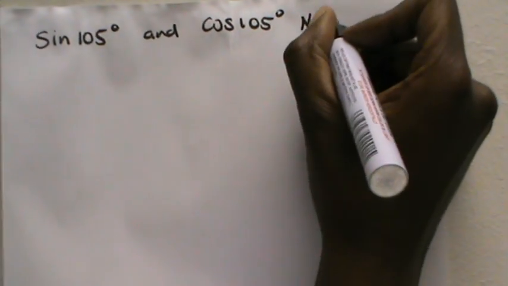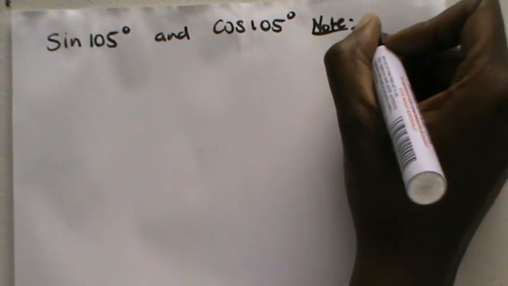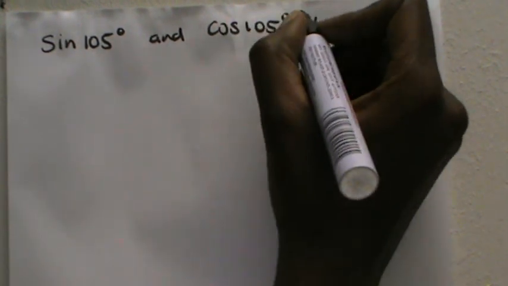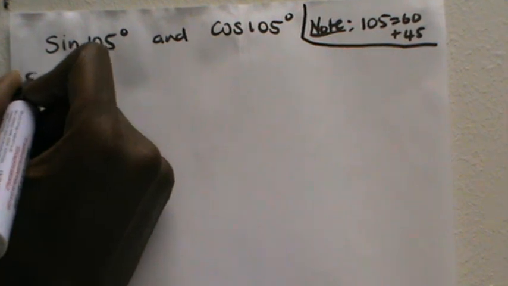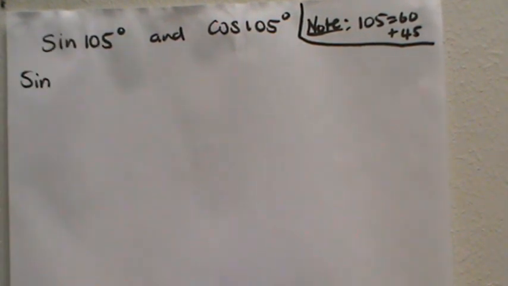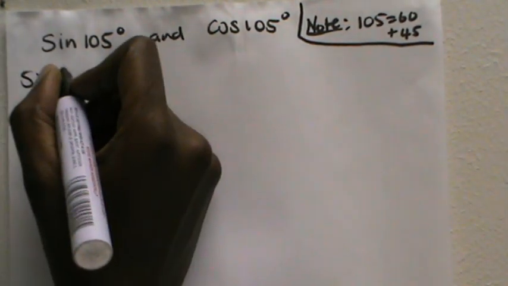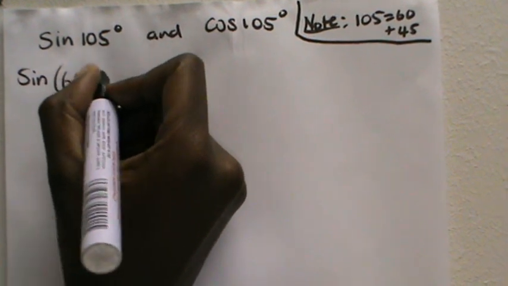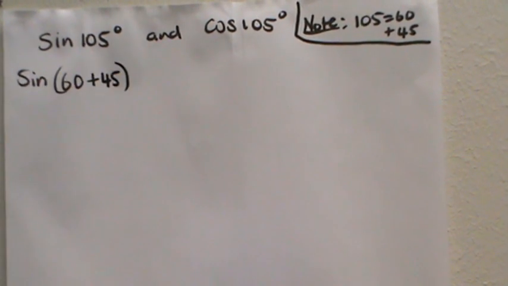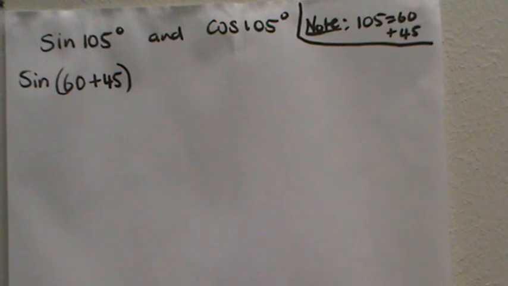So here, just note 105 is equals to 60 plus 45. Okay, and both of those are special angles. Okay, so I'll start with sine. So sine of 105, this is the same as sine of 60 plus 45. Okay, and I hope you remember your sum and difference identities.